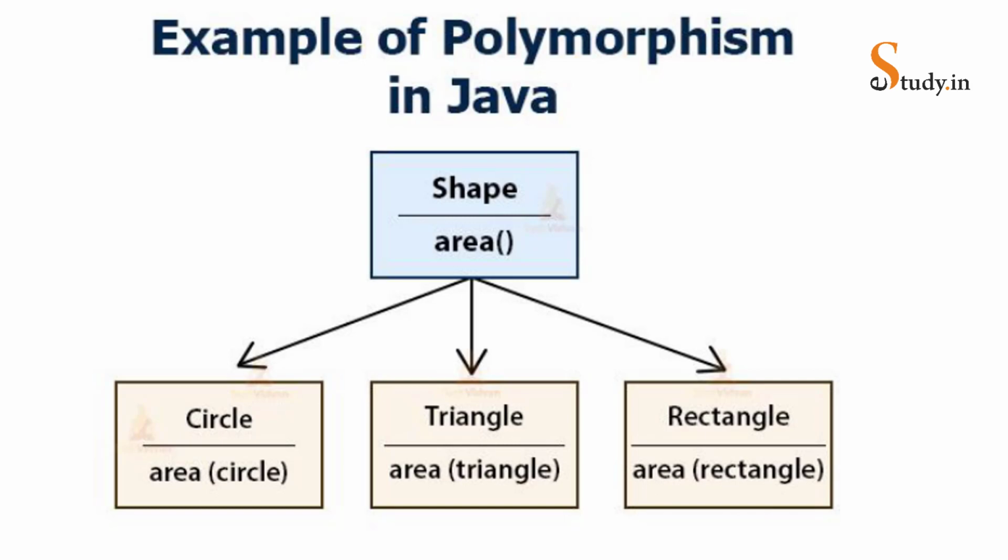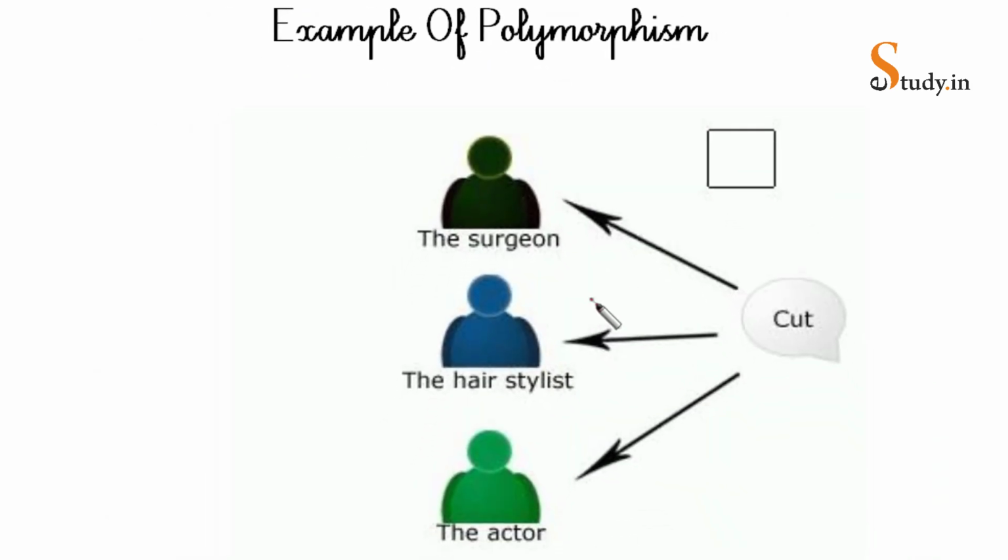Okay. Another example, if we take from the real life, so let's suppose we have these three persons. One is a surgeon, one is a hairstylist, and another is an actor. When we say the term cut, it has different meaning for these three persons. For a surgeon, the meaning of cut would be incision. For a hairstylist, the meaning of cut would be to cut the hair. And for an actor, it would mean the end of a scene. So here we have different meanings. That means many forms of cut. Okay, so that is what we mean by polymorphism.